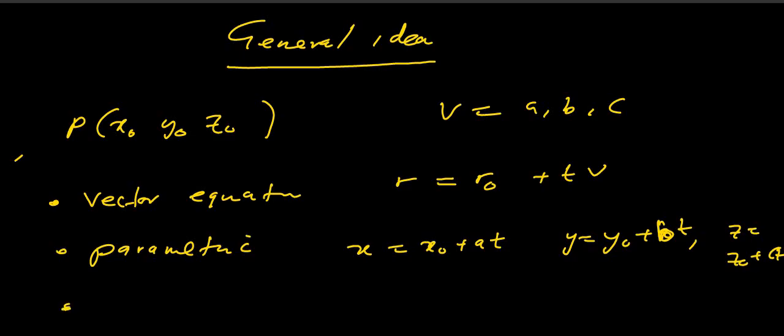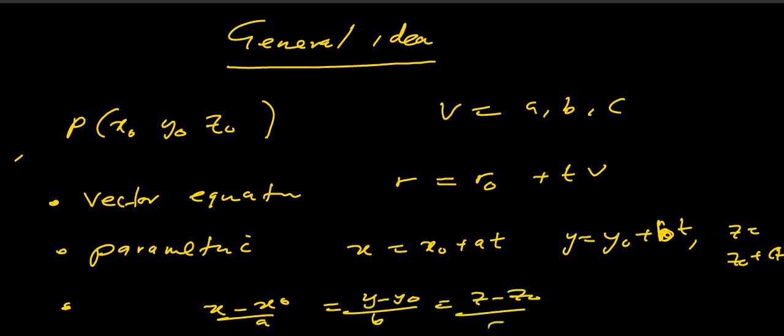Then the symmetric equation is when you just decide to make t the subject in each case. So for symmetric, we say x minus x naught over a is equal to y minus y naught over b, which is equal to z minus z naught over c.